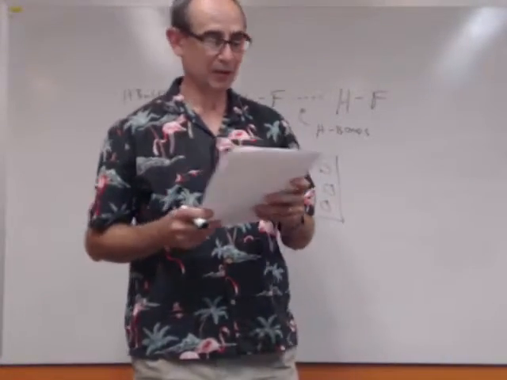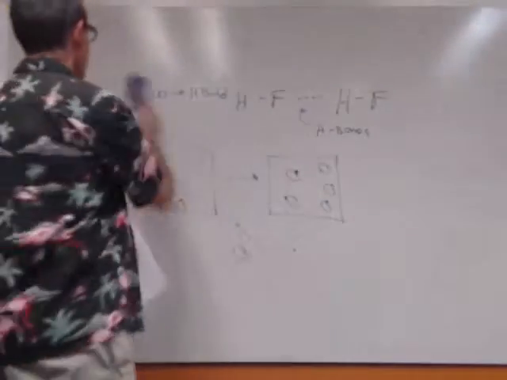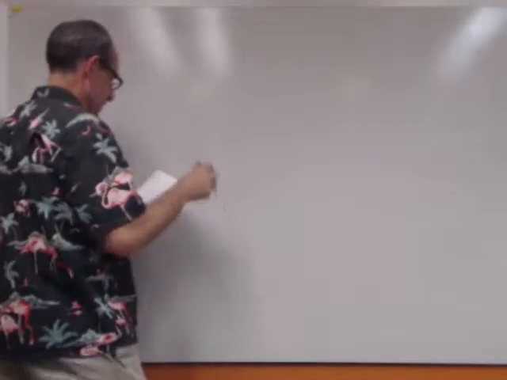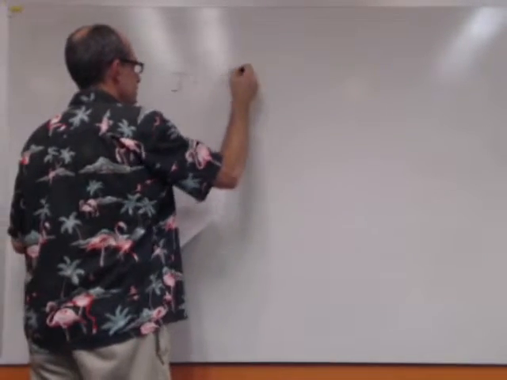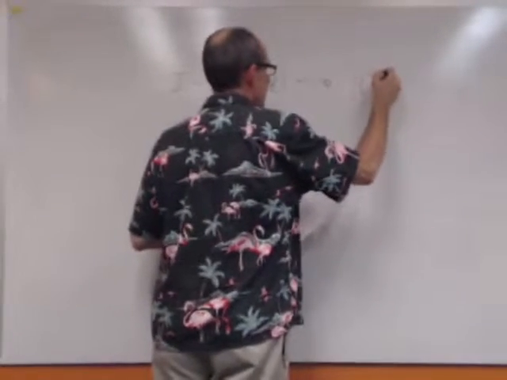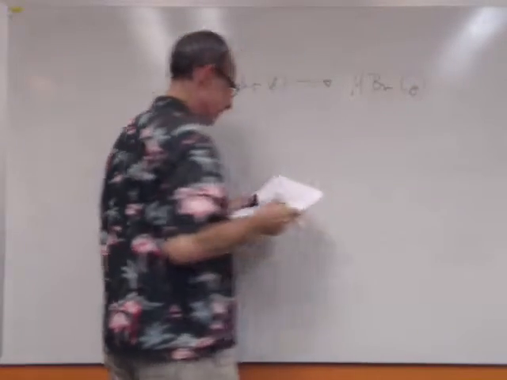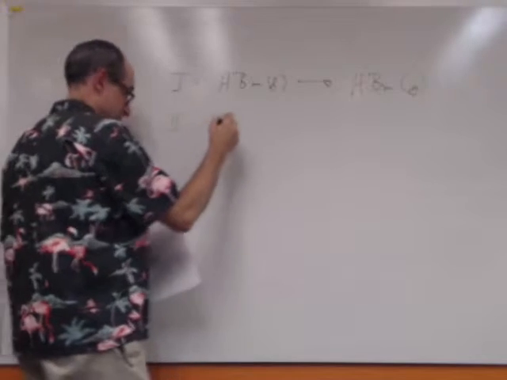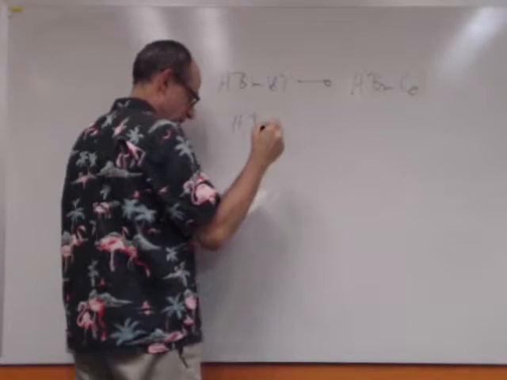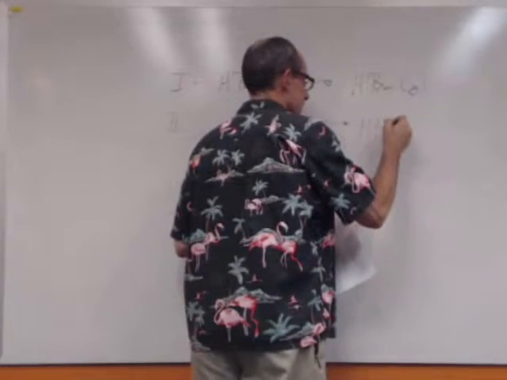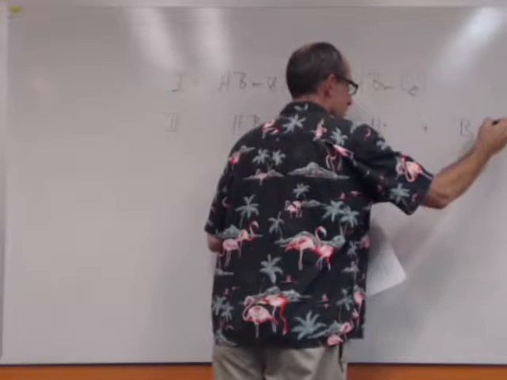And finally, we're asked to consider two processes. And I'll put them on the board here. Process one is what we just drew a picture of, HBr liquid going to HBr gas. It's a vaporization of hydrogen bromide. And process two is what we started to draw a picture of, and that would be HBr in the gas phase, separating into H and Br.